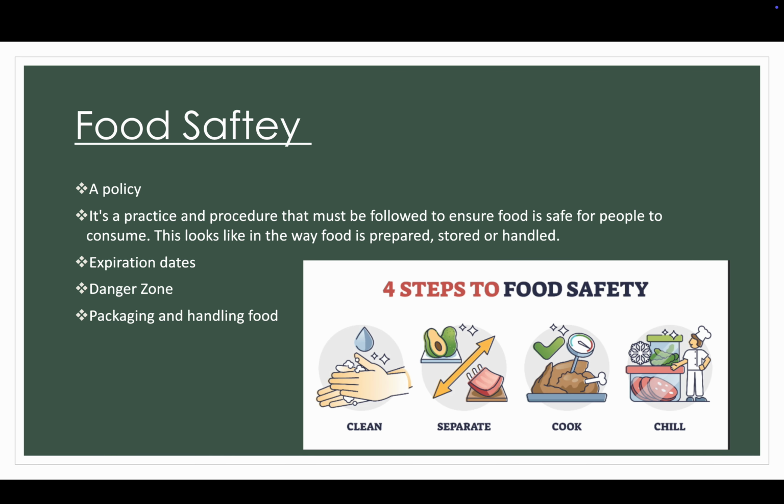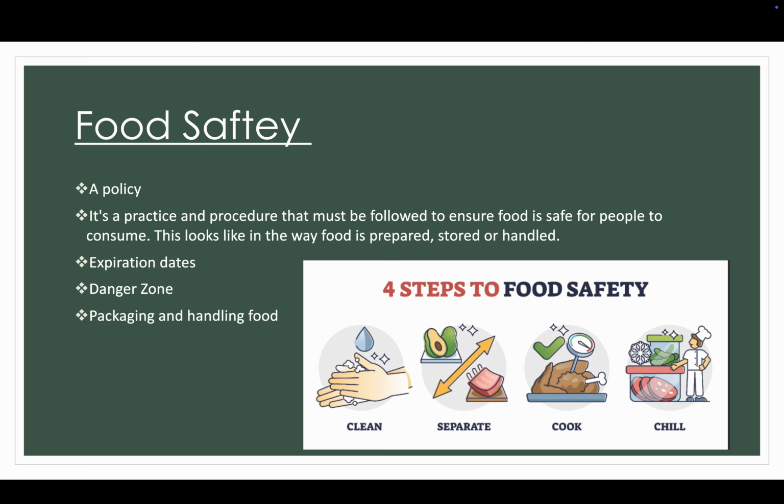And then lastly, we have food safety. Food safety is a policy. It's a practice and procedure that must be followed to ensure food is safe for people to consume. This can look like many things, such as the way food is prepared, stored, and handled, which explains why many products have expiration dates. This guarantees that consumers are eating food in the safest way possible to prevent any sort of bad bacteria.